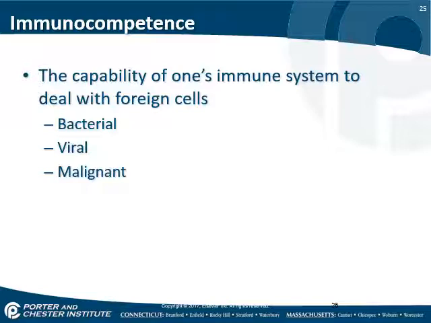And then immunocompetence. This just refers to the capability of the immune system to deal with foreign cells, whether they're bacterial, viral, or malignant. But keep in mind that immunocompetence, along with everything else that's good about your body, decreases with age. So therefore, the single biggest risk factor for developing cancer is age.